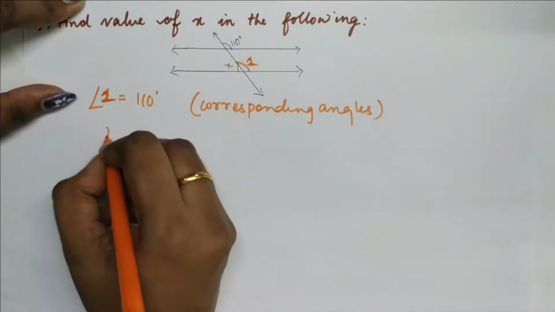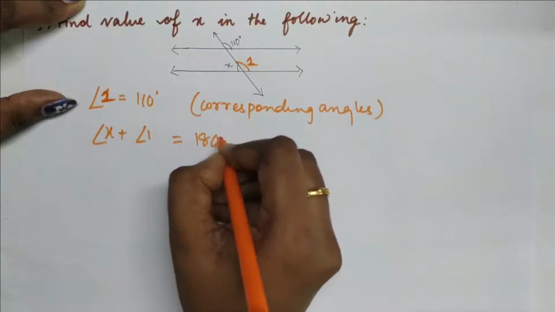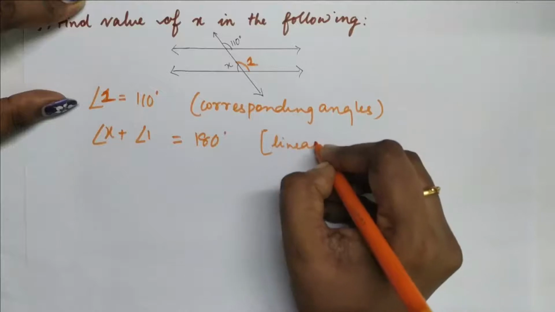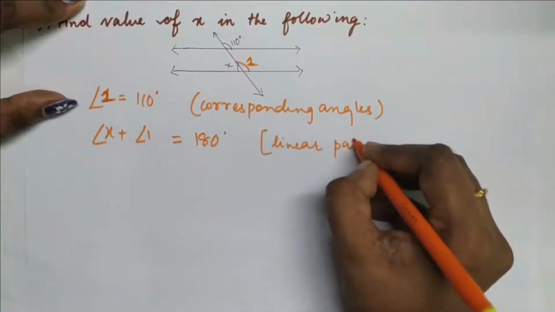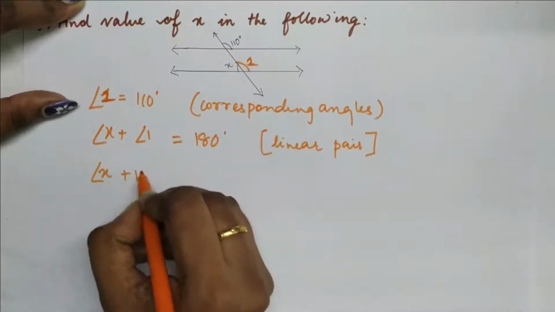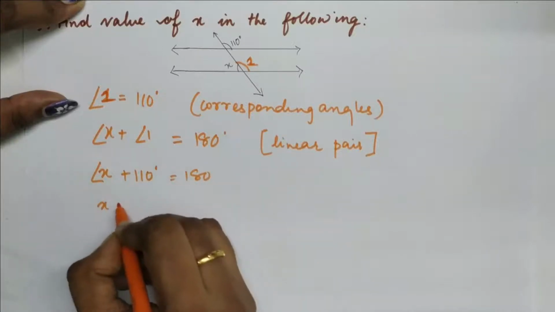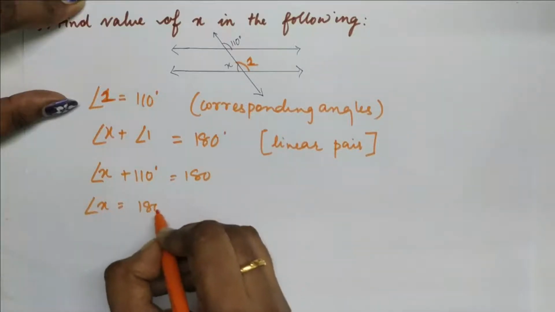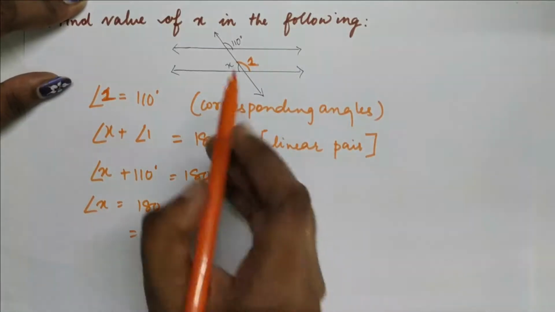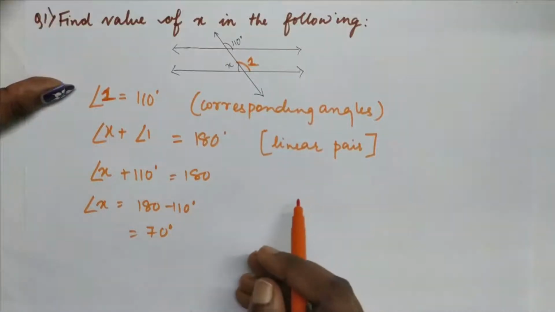So you know that angle x plus angle 1 will be 180 degrees because this is a straight line. So it's a linear pair or a straight line, whatever you want, you can write the reason as. And when I solve by putting the value of angle 1 as 110, I get the value of x. The value of x will be 70 degrees. So the value of x here is 70 degrees. See, by using the property I have derived the answer.